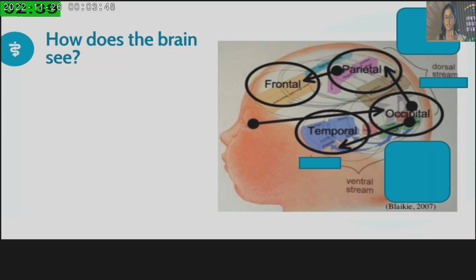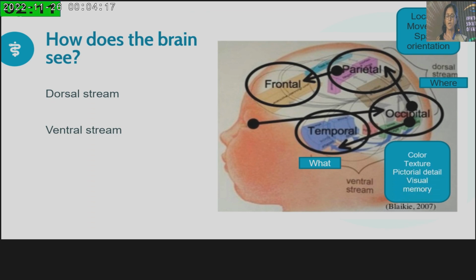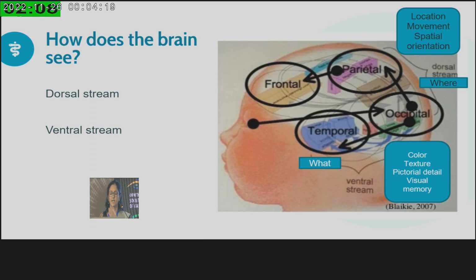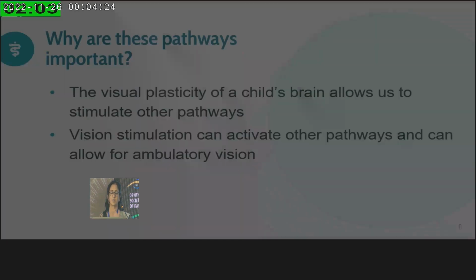So there are two streams. One is the dorsal stream that connects the occipital cortex with the posterior parietal lobe and the frontal lobe. This is otherwise called the where stream, and it is responsible for location, movement perception and spatial orientation. The second stream is the ventral stream, otherwise called the what stream, and it connects the occipital cortex with the temporal lobe, and that is responsible for color perception, texture, pictorial detail, visual memory, etc.